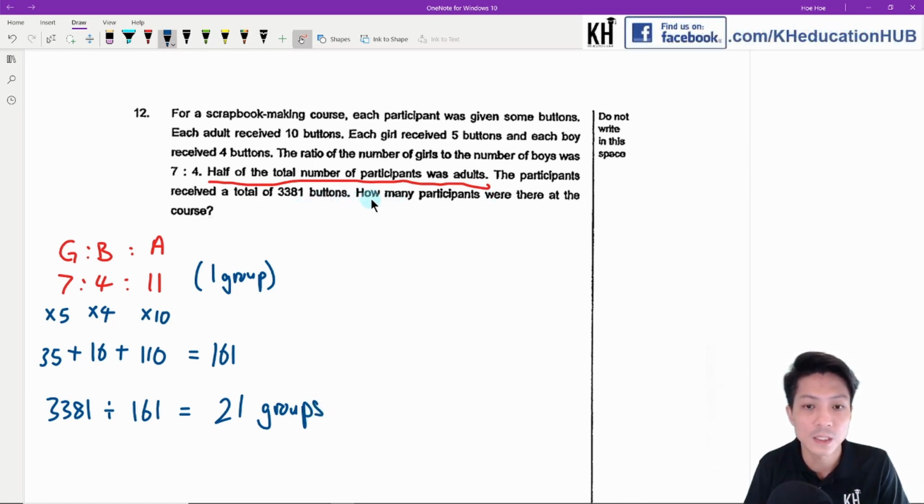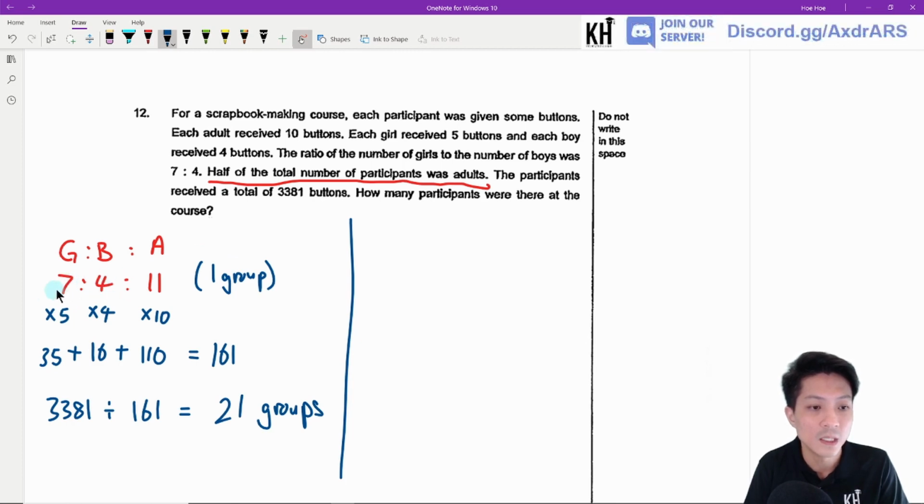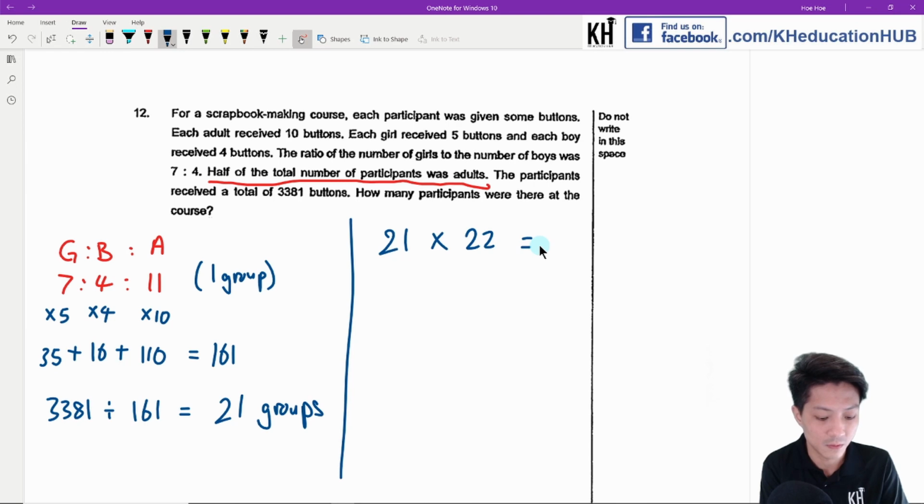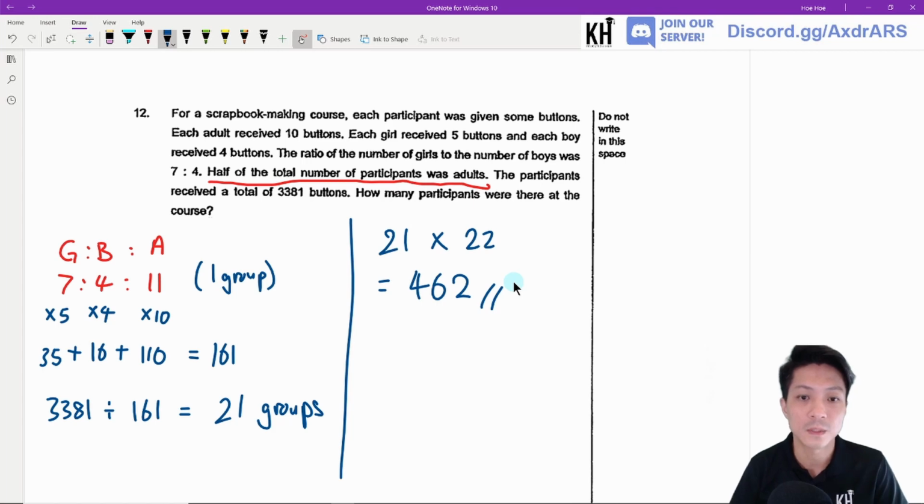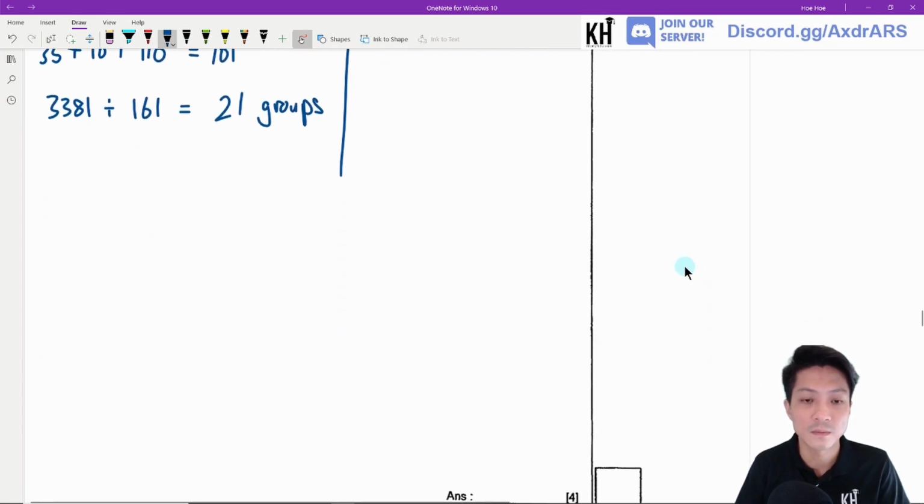Okay, so the question is asking how many participants were there at the course. Remember one group consists of 4 plus 7 plus 11, which is 22 people. So I'm gonna use 21 groups times 22 people, which is gonna give me 462. Okay, so this is the answer.